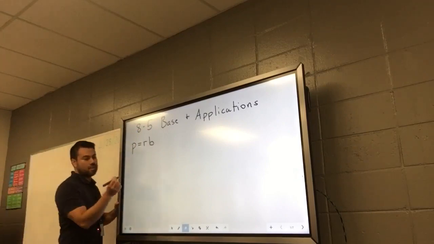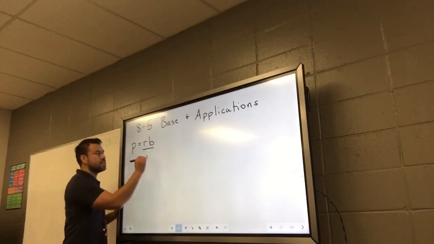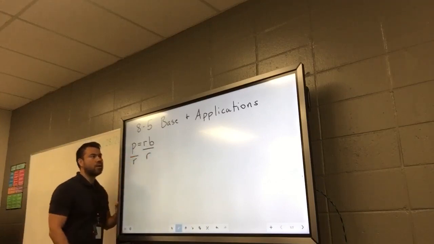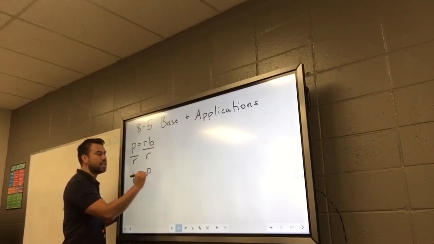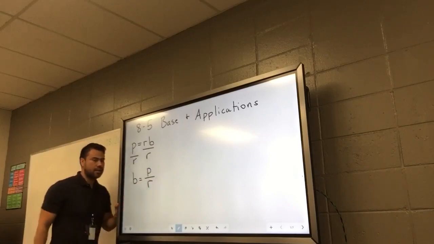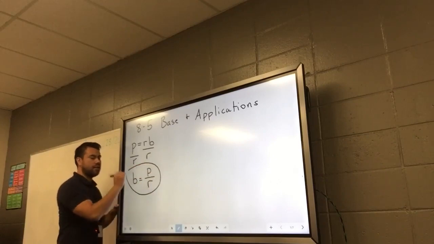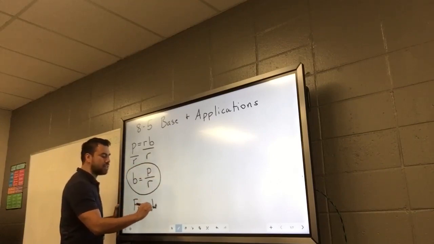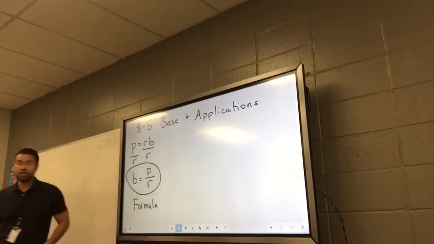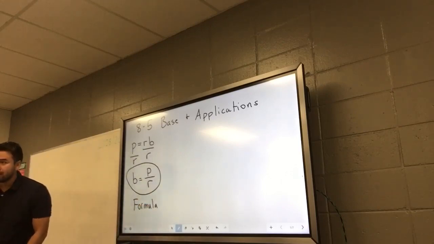Divide by the rate. Yes, divide both sides by the rate. So you're going to divide both sides by R, and so you end up with this formula: B equals percentage over rate. That is your formula. And I'll even put that in here, because some of the problems are going to ask you to use a formula. Some of them will say use the proportion.